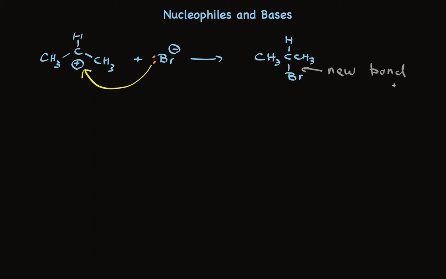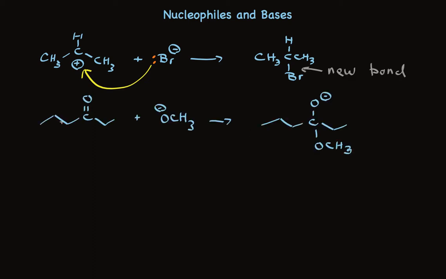Here's a second example. When a molecule that has a carbonyl group in it, carbon double bond oxygen, is together with methoxide, an anion with a negative charge on oxygen, that methoxide adds to the carbonyl, as I've shown in this product here. We can account for that by noticing that this oxygen has a pair of electrons to donate. That pair of electrons can form a bond with that carbon.